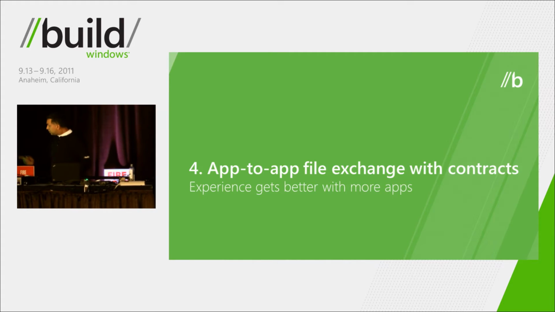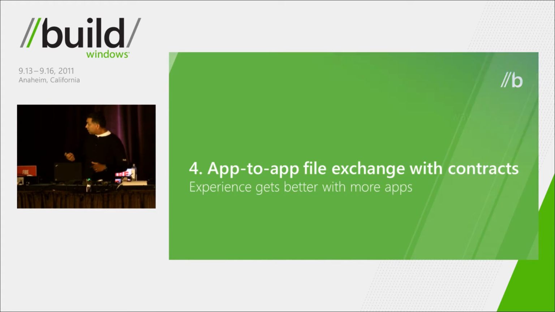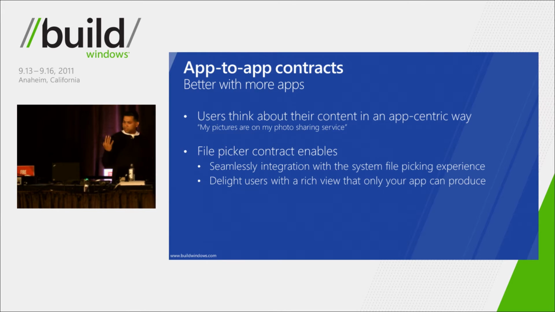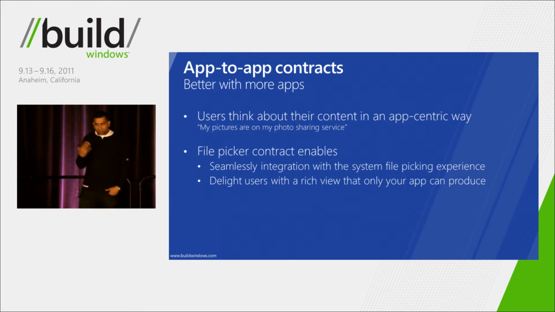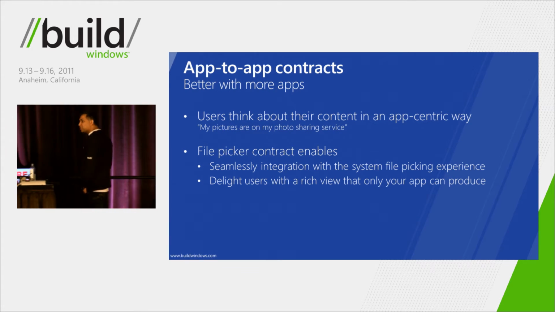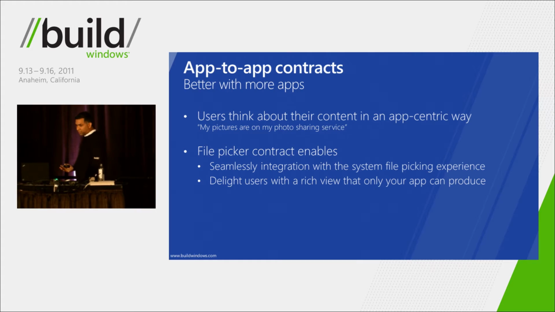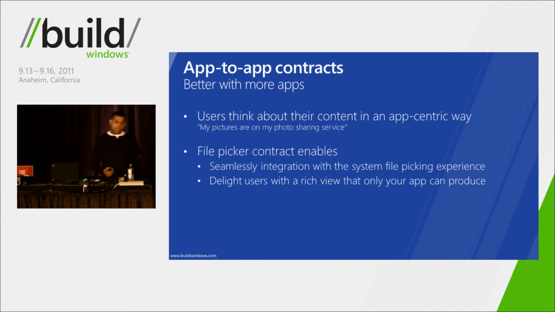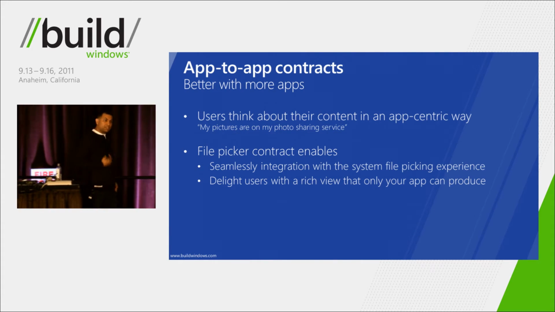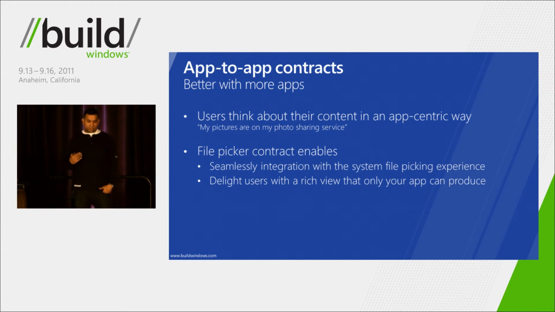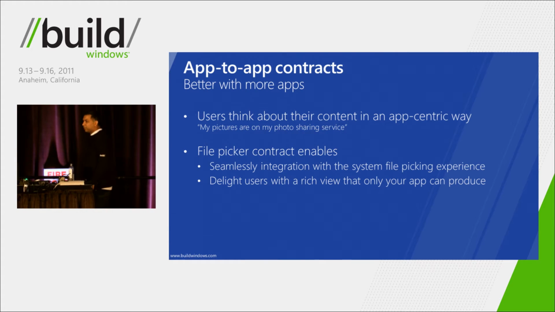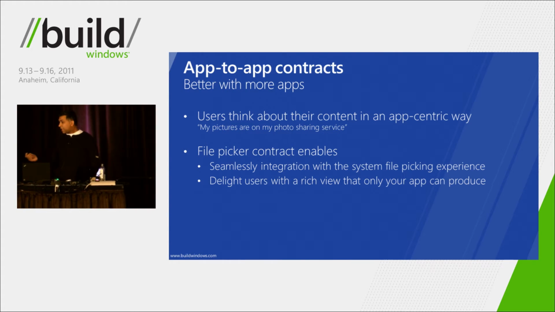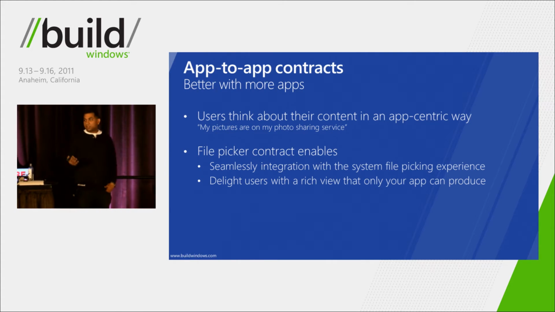So coming back to the slide, as I said, users think about the content in a very app-centric way. That's the model now, because we create content on the fly. We push a lot of content to these services regularly, and we are accumulating a lot of our information as users on these apps and services. So we just need to make sure that we have a way of getting this information back and forth between applications. And then the file picker contract enables seamless integration with the system file picking experience.